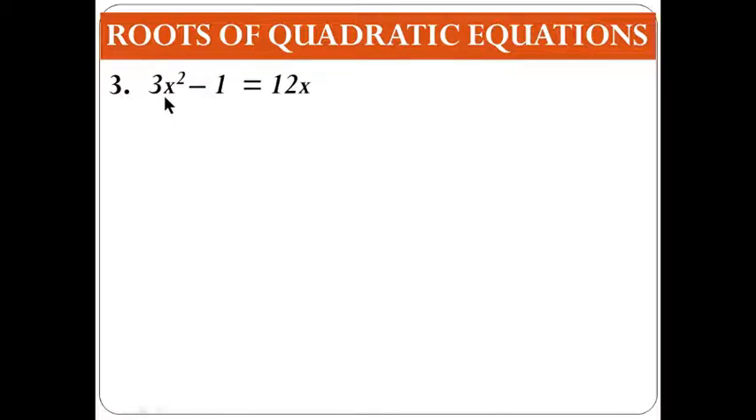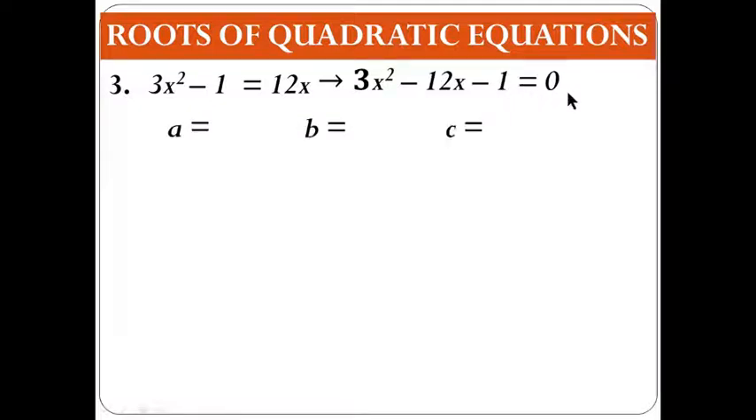So, pangatlo, meron tayong 3x squared minus 1 is equal to 12x. Again, hindi siya naka-standard form. So, ang gagawin natin, transpose positive 12x to the left side, magiging negative 12x. So, eto na, 3x squared. Then, transpose natin naging negative 12x. Then, just copy negative 1 is equal to 0. Now, identify the values of A, B, and C. A is 3, B is negative 12, and C is negative 1.